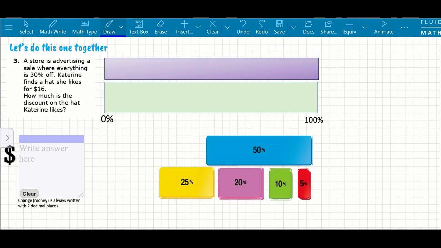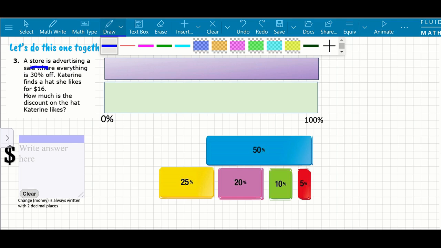In this scenario, I have a store that's advertising 30% off everything. Yay! Now I find a hat, it's worth $16, so that's the total original price, but I need to identify the discount. So I can represent that mathematically on my page where I have 30%, which is a number over 100, so I represent that here.